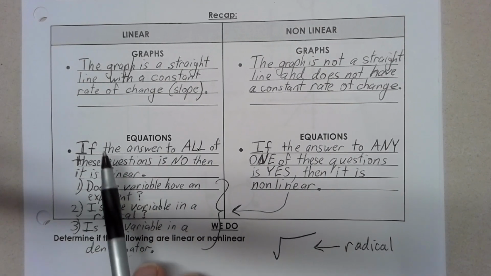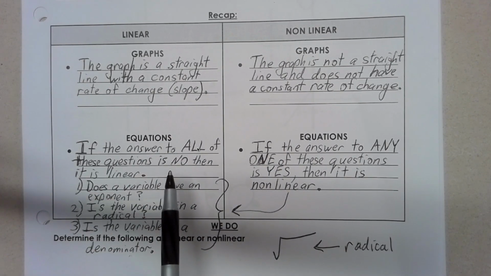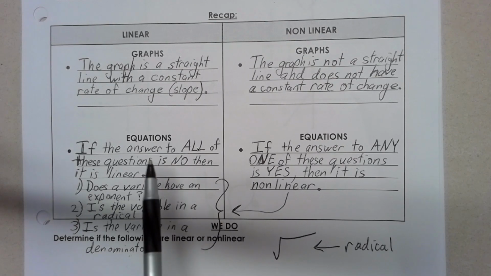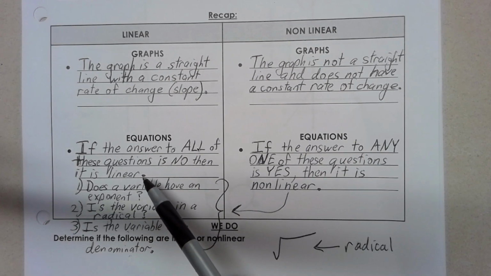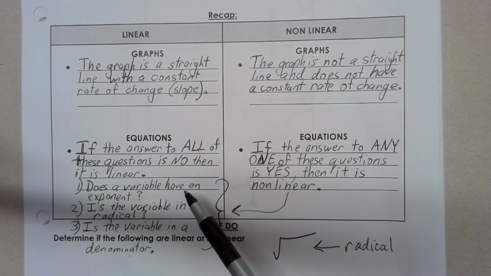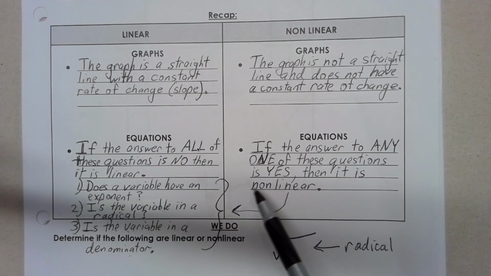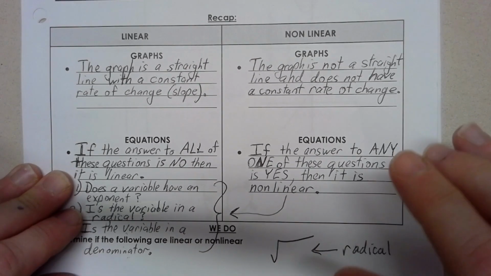Okay, so I just want to repeat this again. Please come back to this and study this. If the answer to all three of these questions is no, then the relationship is linear. If the answer to any of these questions, any one of them, doesn't have to be all of them, just one of them, if it's yes to any one of them, then it's a nonlinear relationship. So let's just take a look at a few questions, and then you guys can get to work.